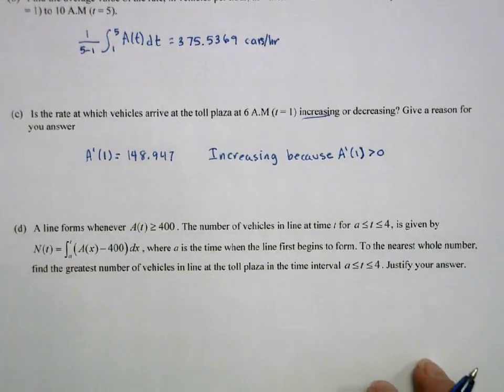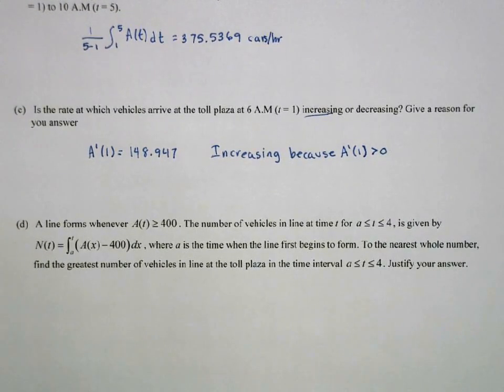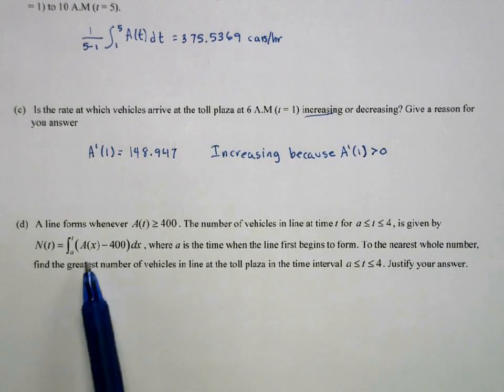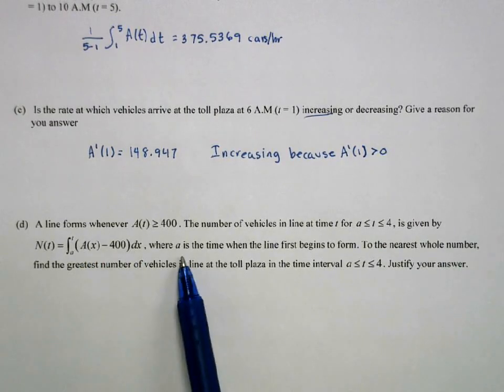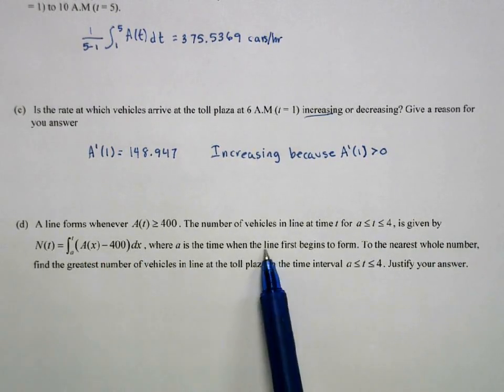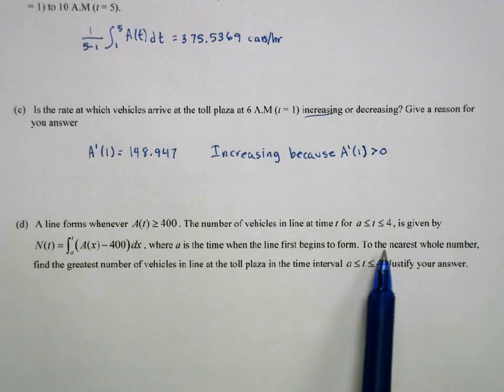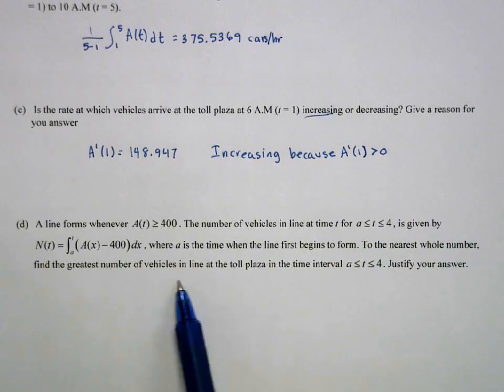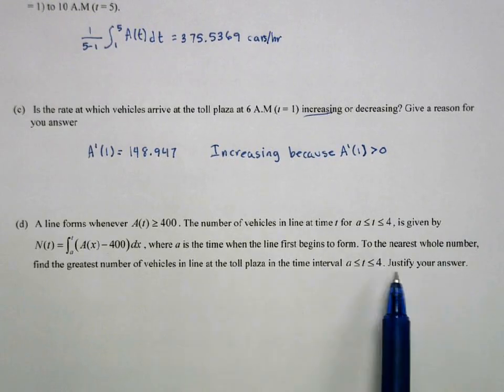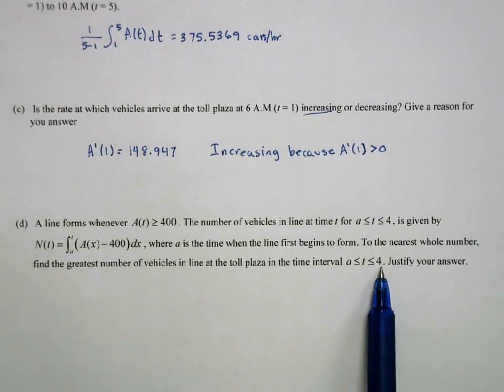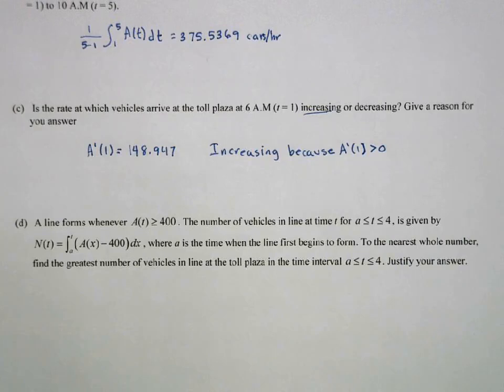Okay, last part of this question. A line forms whenever A of t is greater than or equal to 400. The number of vehicles in the line for t from a to 4 is given by N of t equals the integral from a to t of A of x minus 400, where a is the time when the line first starts to form. To the nearest whole number, find the greatest number of vehicles in the line in the toll plaza on the interval a to 4. So this is going to be an extreme value problem.